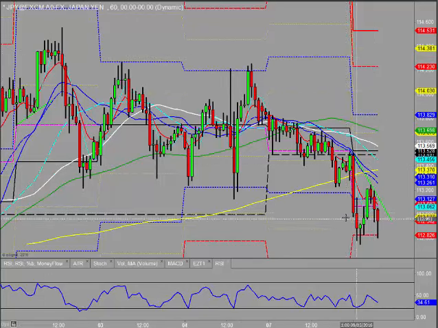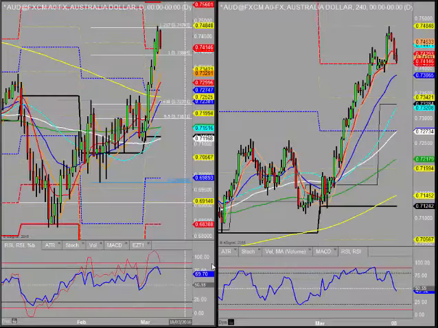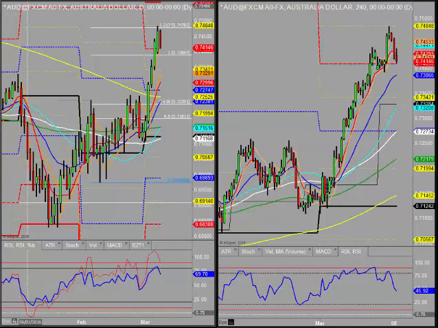And it has been chopped in funny old ways in the morning, so it's not my favourite trade to be doing. So pretty much leave that. Aussie dollar. Now the Aussie dollar on the daily.